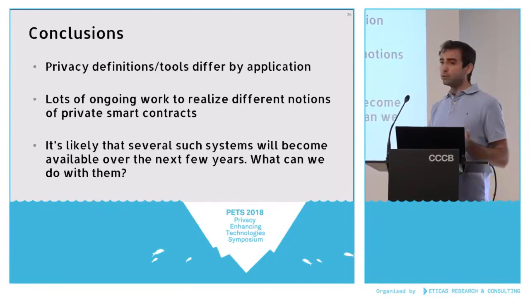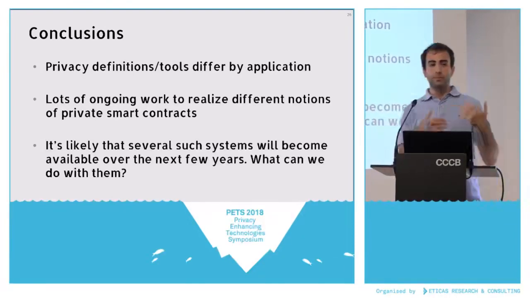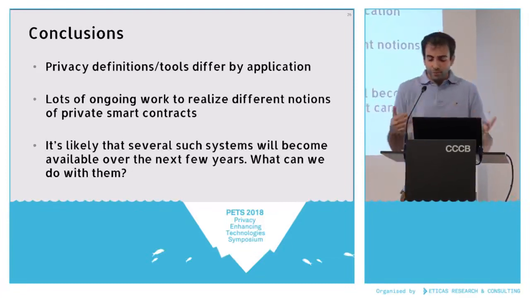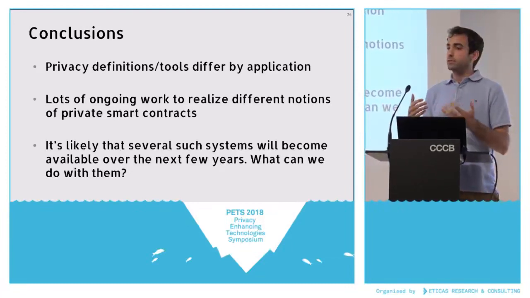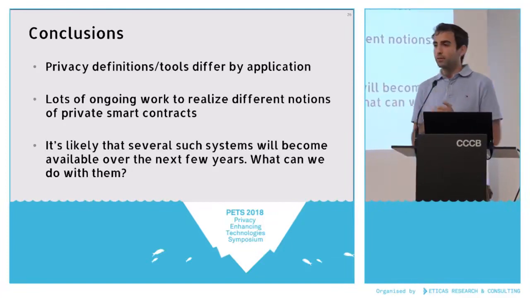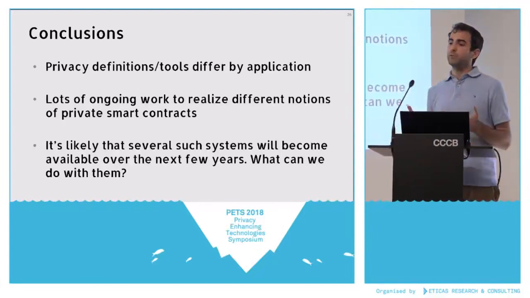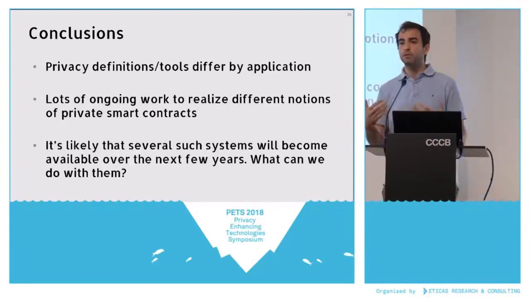I'd like to conclude that private smart contract is a buzzword, and depending on your application, there are a lot of different things that this can mean and different tools that you can use. These are all valid tools for valid applications, but they differ widely based on what you need. There's lots of ongoing work, and in all of these works, nothing is perfect. There's lots of work to realize a real system that builds private smart contracts.